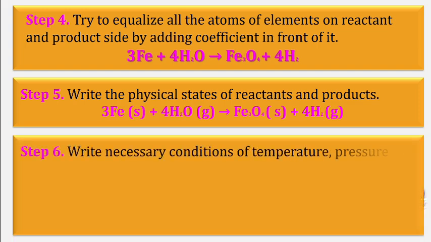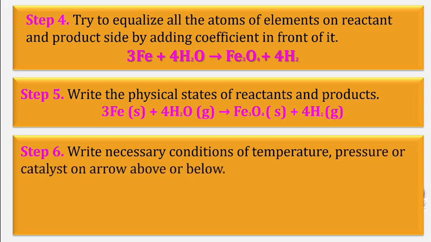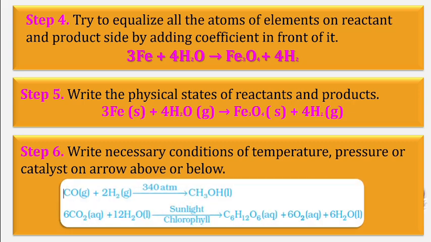Step 6. Write the necessary conditions of temperature, pressure or catalyst on the arrow, above or below. Example: CO gas plus 2H2 gas, at 340 atmospheric pressure, gives CH3OH liquid. Another one: 6CO2 aqueous plus 12H2O liquid in the presence of sunlight and chlorophyll to form glucose plus 6O2 plus 6H2O.